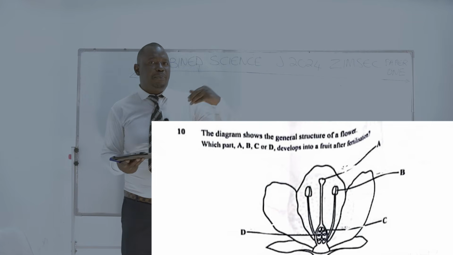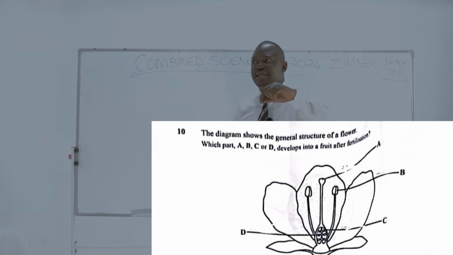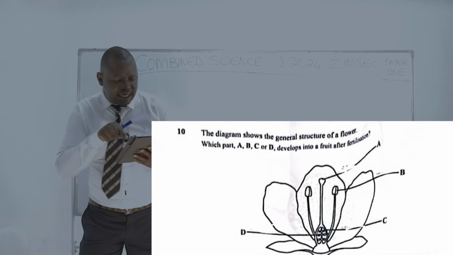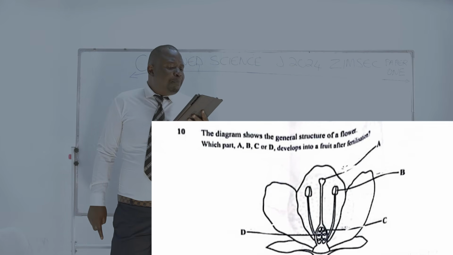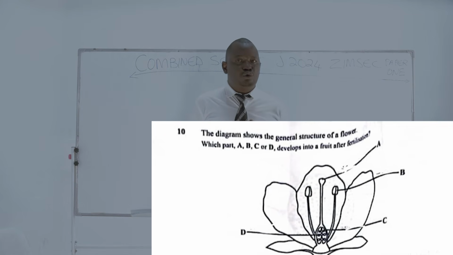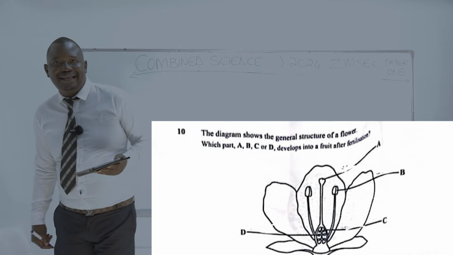So in the process of pollination, pollen grains are transferred from the anther to the stigma, then fertilization happens, etc. Let's move on to the question now. Question: which part, A, B, C, or D, develops into a fruit after fertilization? The part that develops into a fruit after fertilization is the ovary.